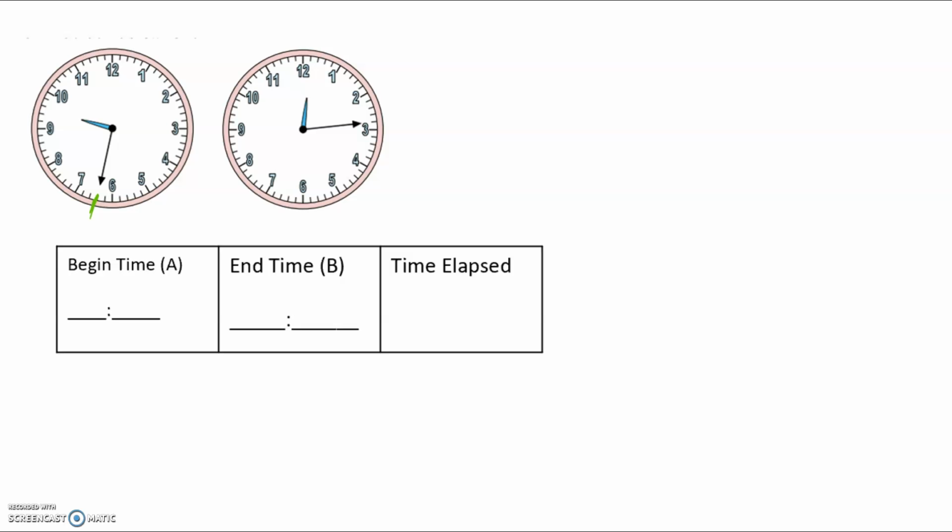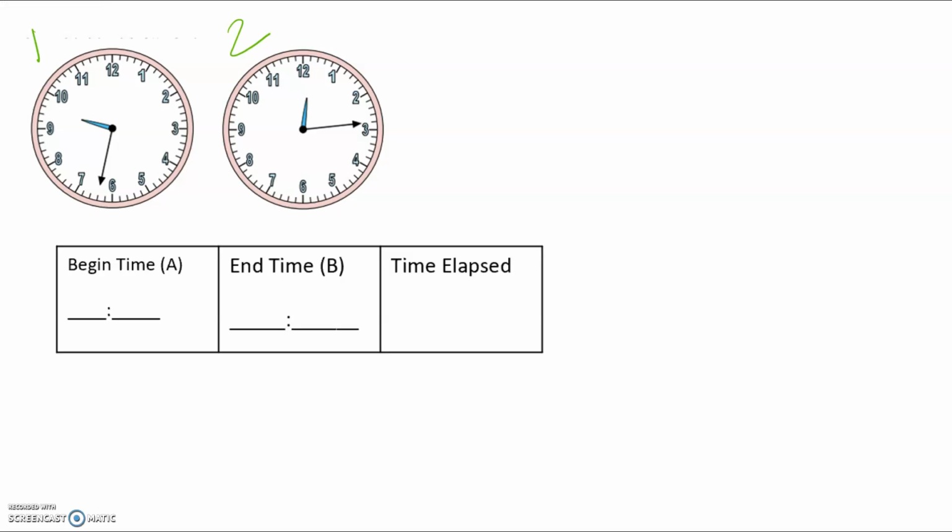So to begin with, we have two clocks here. Our first clock is what time we begin. We'll be beginning an activity, and our second clock is when we end. Let's go ahead and calculate the time.